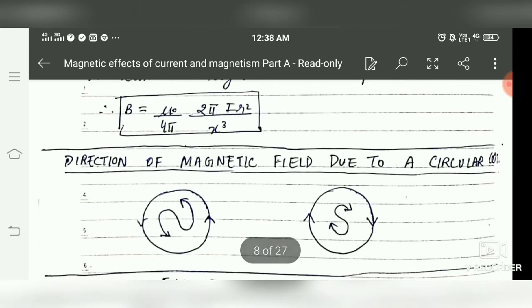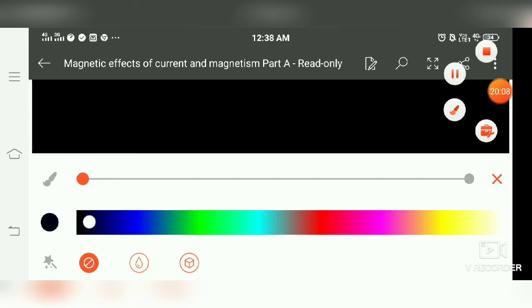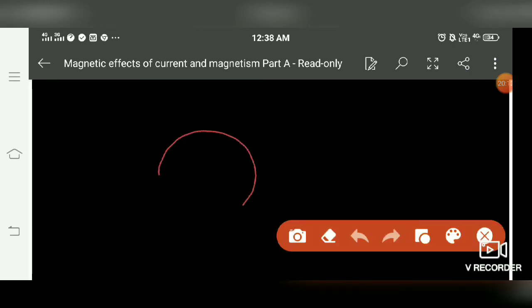And there are two directions. First is if we say current is flowing in the clockwise direction, like this is the clockwise direction.